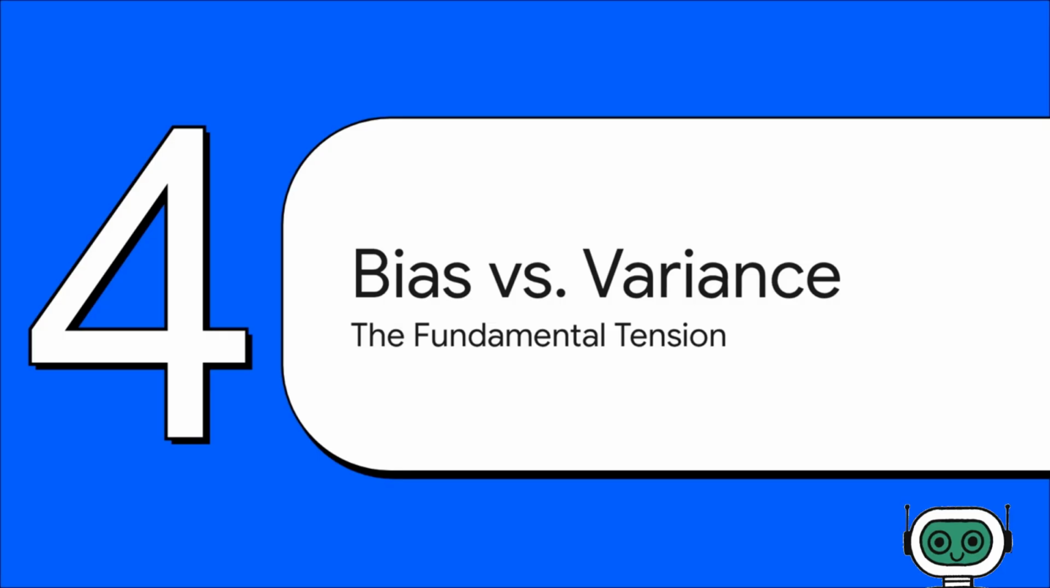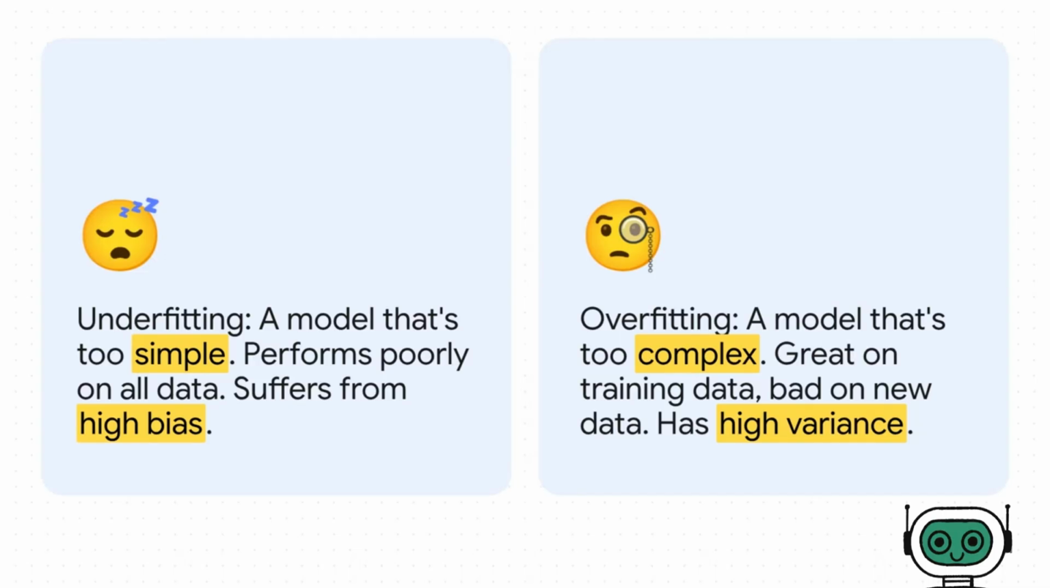So we have these two opposing problems, underfitting and overfitting. The technical concept that connects them is the bias versus variance trade-off. And this is truly one of the most fundamental tensions in building any model. Let's just put them side by side. Underfitting models are too simple, leading to high bias and poor performance everywhere. Overfitting models are too complex, leading to high variance. They look amazing on training data but are poor on new data. And notice the key result. In both cases, the model is not useful in the real world.